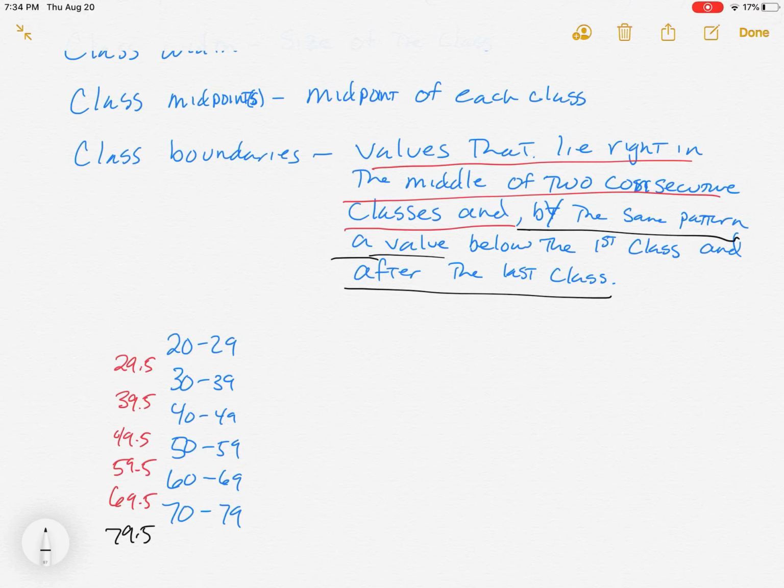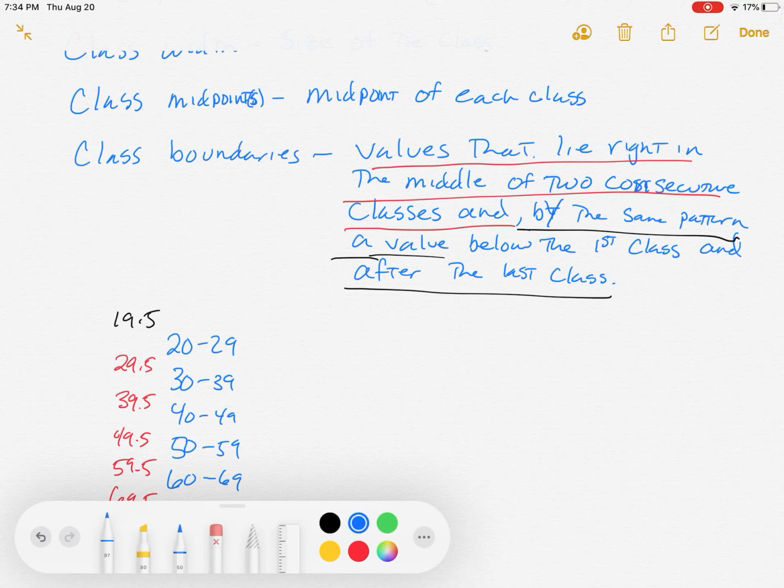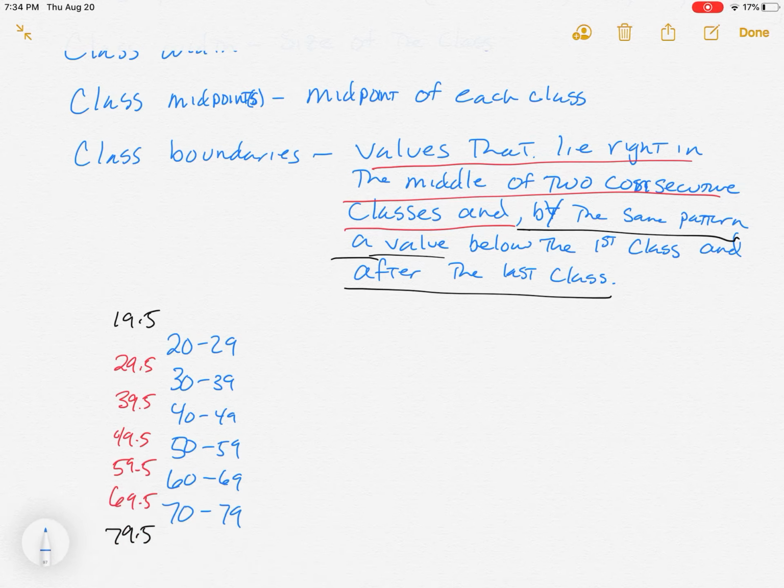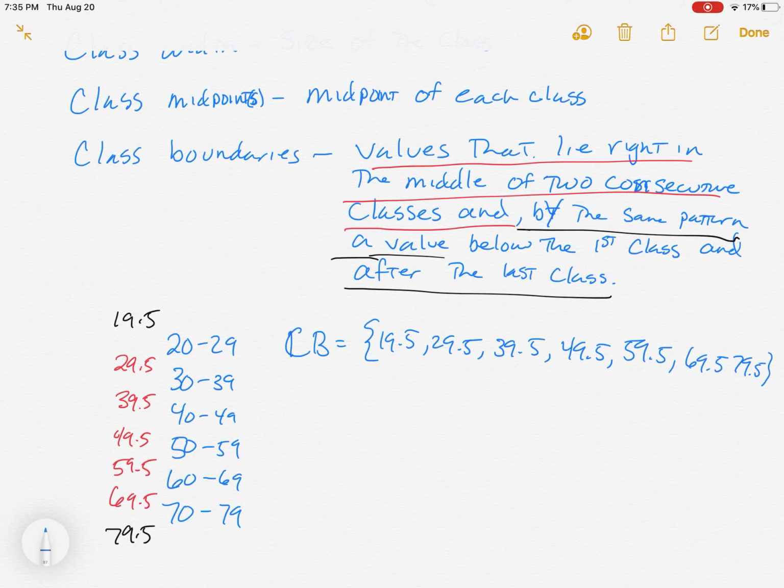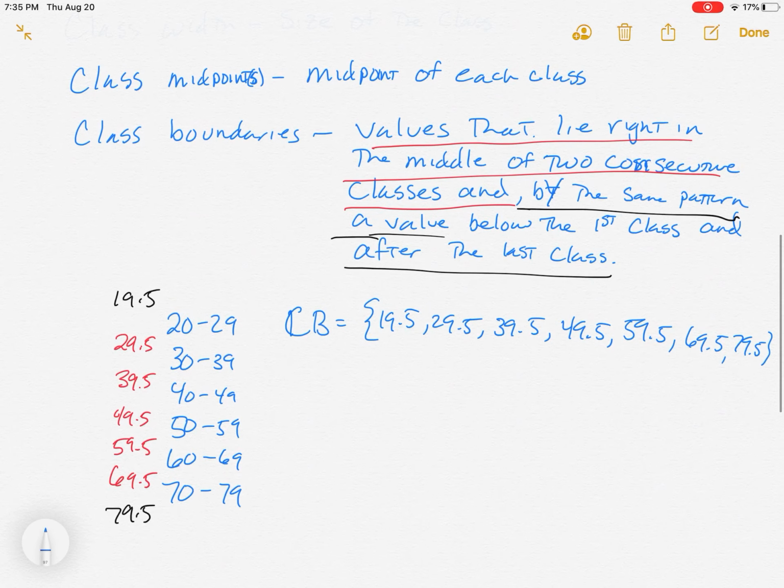And so what do I get back here? 19.5. The class boundaries, I'll go back to the blue. The class boundaries for this is the set. So this is the class, I'll put CB for class boundaries, is 19.5, 29.5, 39.5, 49.5, 59.5, 69.5, 79.5. That's the values of the class boundaries. Awesome. Okay, I think we can definitely do all of that.